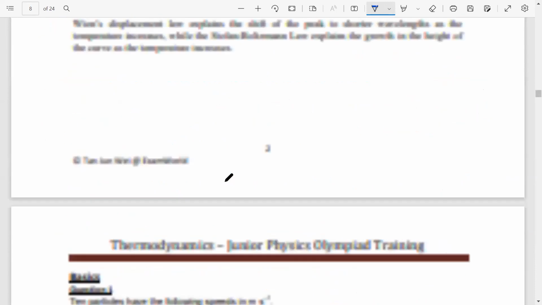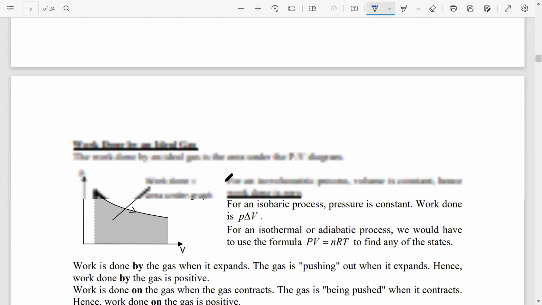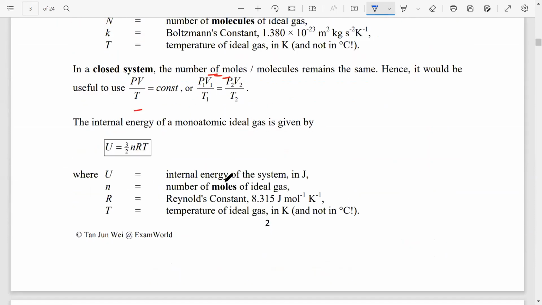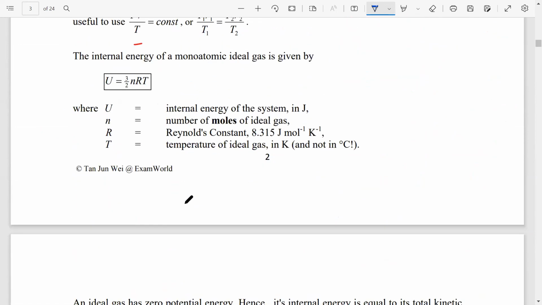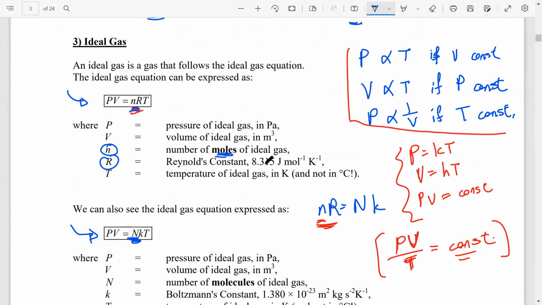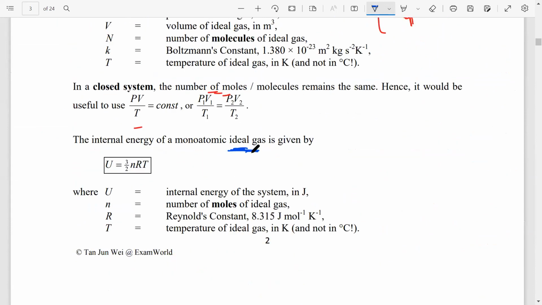Now we'll go back to the theory part. Up to now, you have learned what an ideal gas is. Next is the internal energy for an ideal gas. Apart from being a gas that follows the ideal gas equation, it has one more property, which is that the potential energy is zero. The internal energy, remember, is the sum of the KE and PE, the sum of the kinetic and potential energy of a system. But specific for an ideal gas, the potential energy is going to be zero.